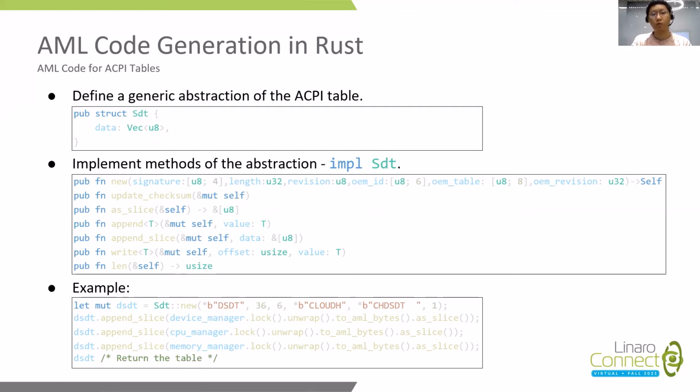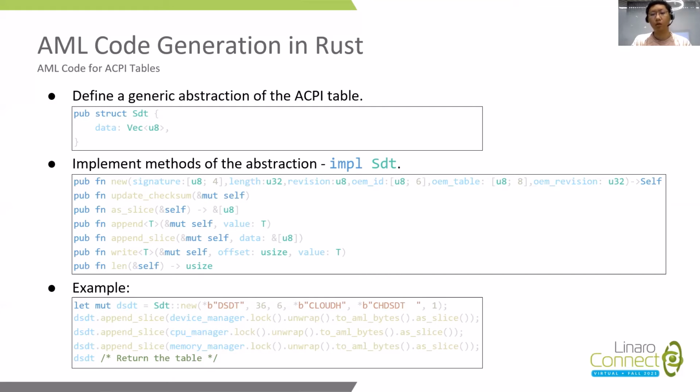Firstly, we will use the new method of the SDT abstraction to create an empty table with only the header. The parameters of the new method contain information we need for the ACPI table header, such as signature, table length, revision, and OEM information. Then we can use the append_slice method of SDT and the to_aml_bytes method of data types to append the content of the ACPI table.